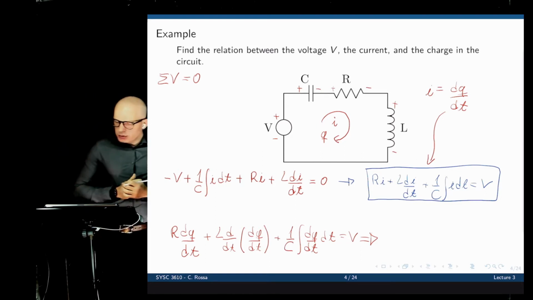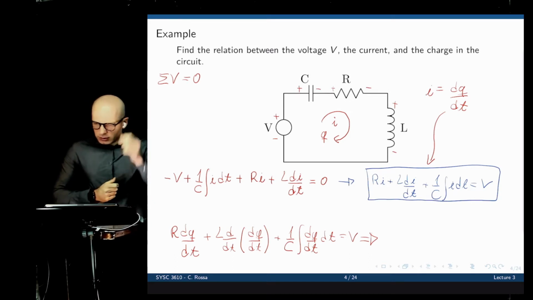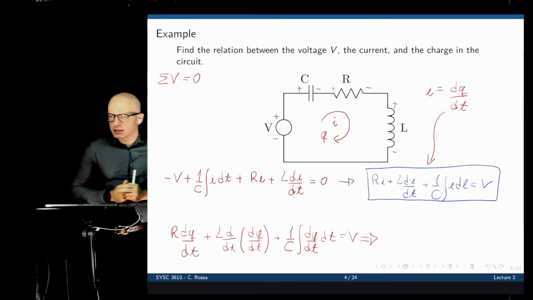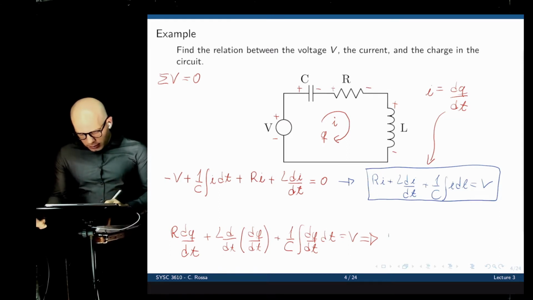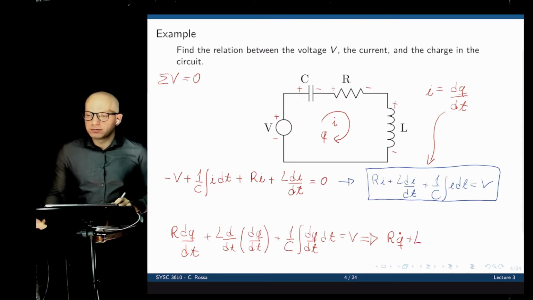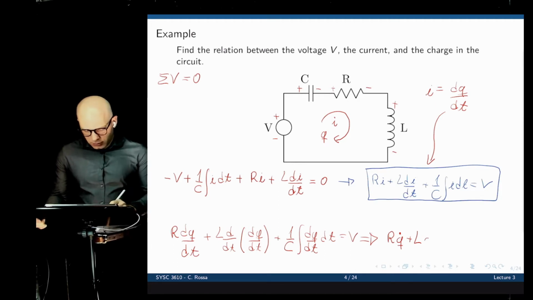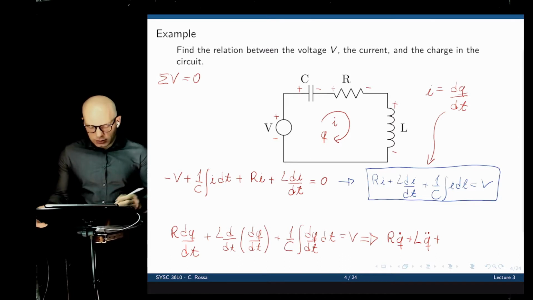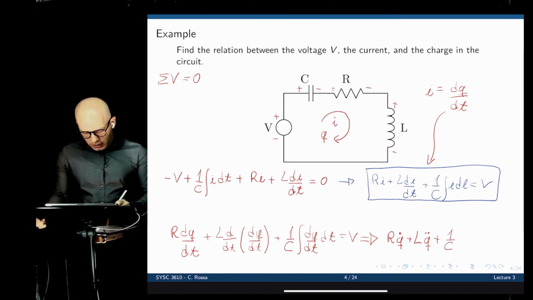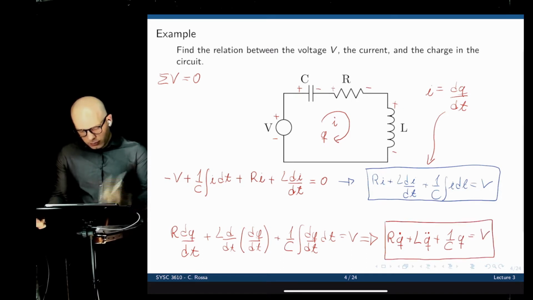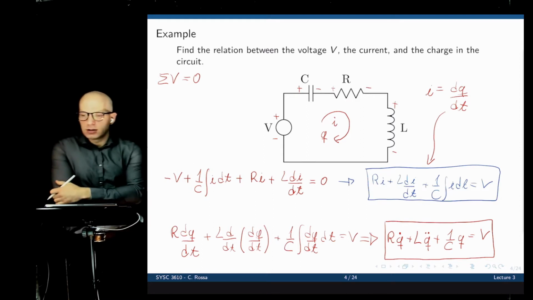Now we can use our notation to make things easier. Remember the dot above a variable that represents the derivative. So we get R Q dot plus L times Q double dot plus, we have the integration here and the derivative will cancel out, 1 over C times Q equals V. And here we have the relation between the charge and the input voltage.